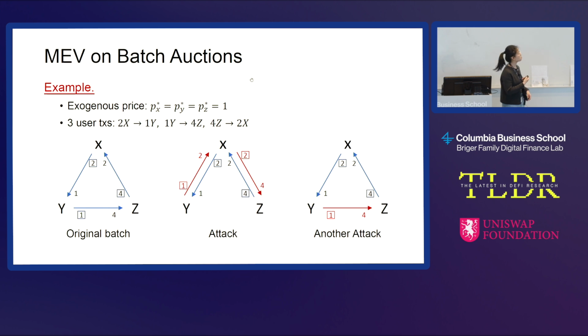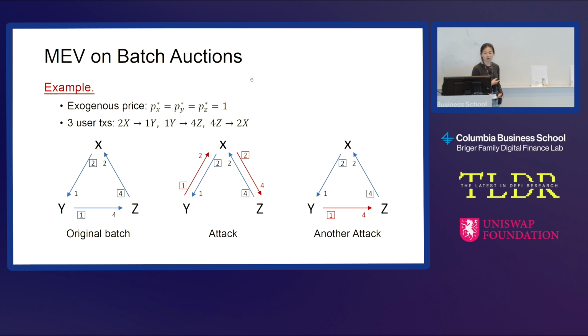But in this process, you will make some profit, because according to this extraneous price, the utility will be $3. And alternatively, maybe you can also just replace this Y to Z transaction with your attacking transaction of the same content. And by doing this, your utility is also 3. So this example has told us that MEV is possible in batch auction, right? Then we ask the next question: what's the optimal MEV strategy? How to optimally attack a batch auction to maximize our utility?